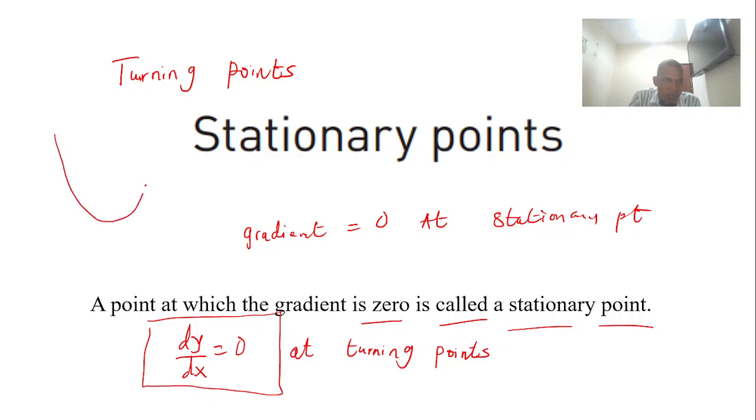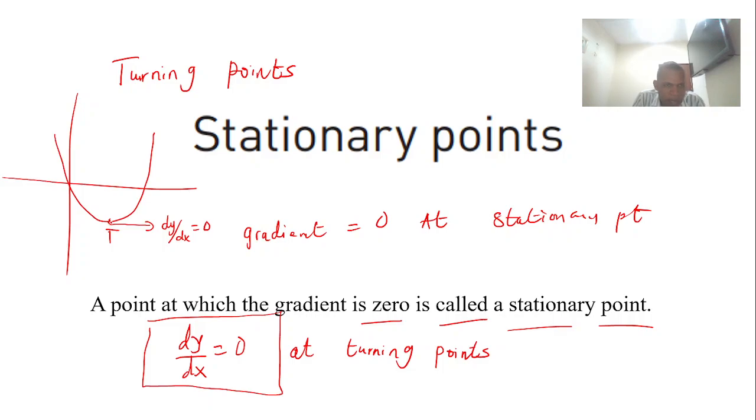like this, for example. This is my graph. Now the turning point here is the point where the parabola turns, so let's call that point T. You can see that at this point the gradient is 0. So your dy over dx is 0, because that's where the parabola is turning.